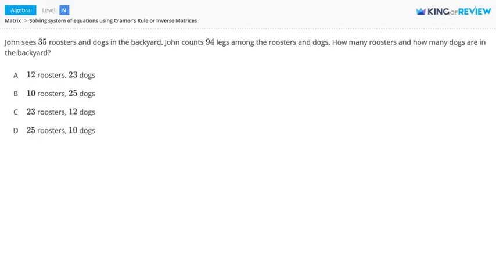So the first thing we want to do here is set up two equations that represent this situation. In order to do that, we need to define what our variables are. So let's let x equal the number of roosters, and let's let y equal the number of dogs. So now we know what our variables stand for. Now we can make a couple of equations.